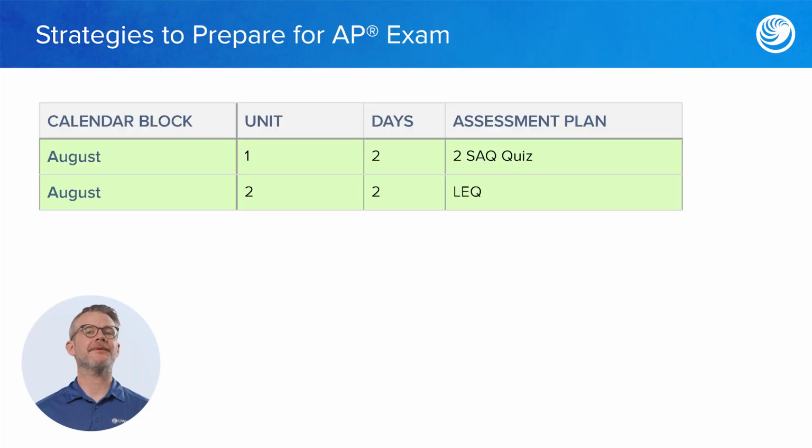Units 1 and 2 will be lightning fast. We can always review these later. 2 days for Unit 1, 2 days for Unit 2, because together they make up only about 10 to 14% of the AP exam, and most students have already had some exposure to that material. During these units, we can introduce basic short answer and long essay question skills.